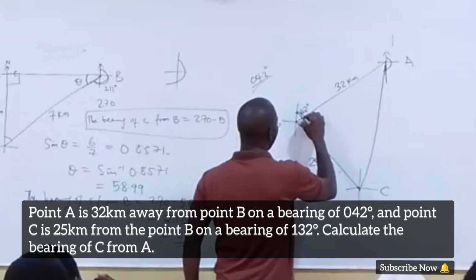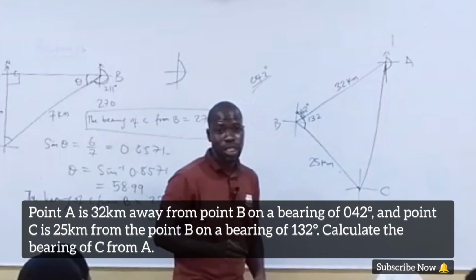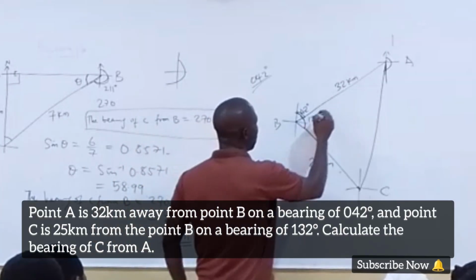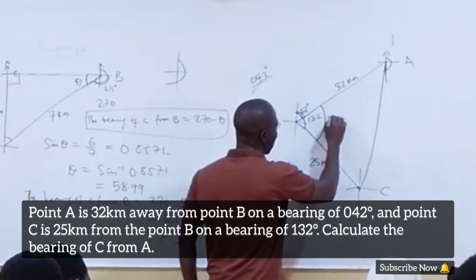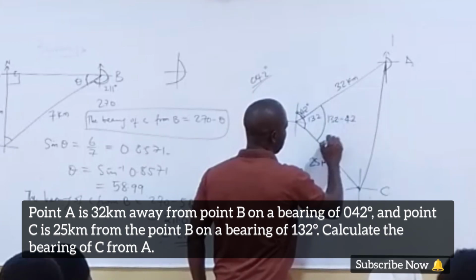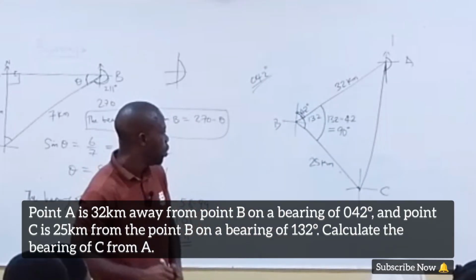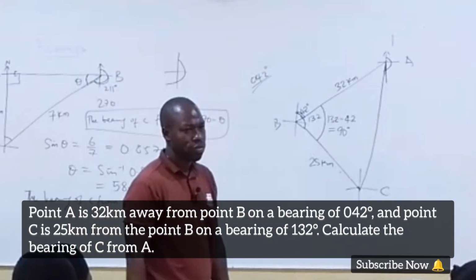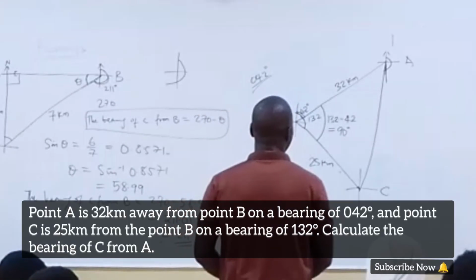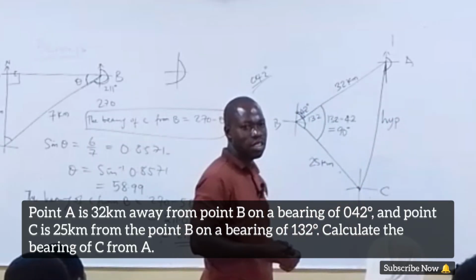If this angle is 42 and the whole of this angle is 132, is it 132? Oh, we are so lucky. Because when you want to get this angle alone, that will be 132 minus 42, which gives 90. So we are lucky, we are not using any sine rule or cosine rule. This is a right angle, so in this right-angled triangle, this is our hypotenuse, the side facing the 90 degrees.